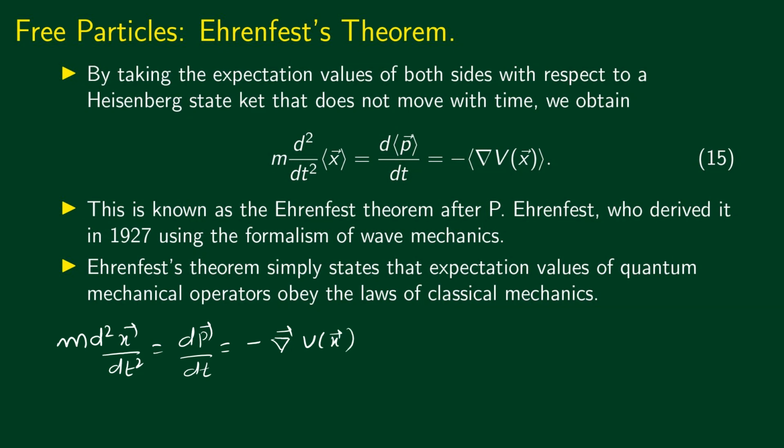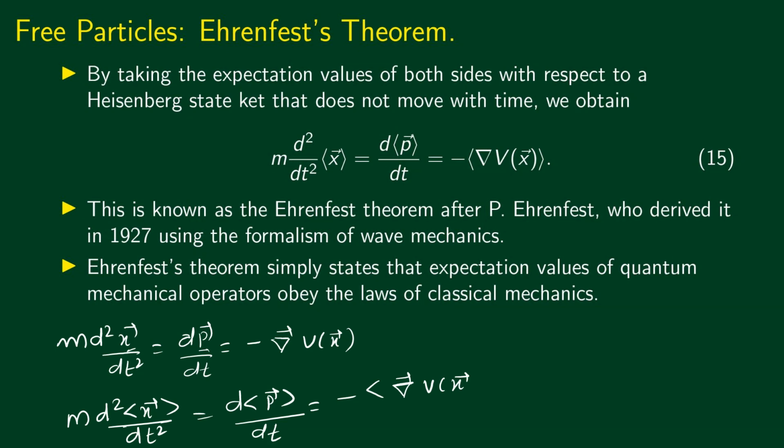Now let's take the expectation value on both sides with respect to some Heisenberg picture state ket. Suppose you are given a Heisenberg picture state ket. Let's take the expectation value of this operator equation. Remember that these are all operators. The x vector is the position operator, the p vector is the momentum operator, and the x vector here is also the position operator. If we take the expectation value, this equation becomes m d square expectation value of x vector by dt square is equal to d expectation value of p vector by dt, which is in turn equal to minus the expectation value of del vector V of x vector.